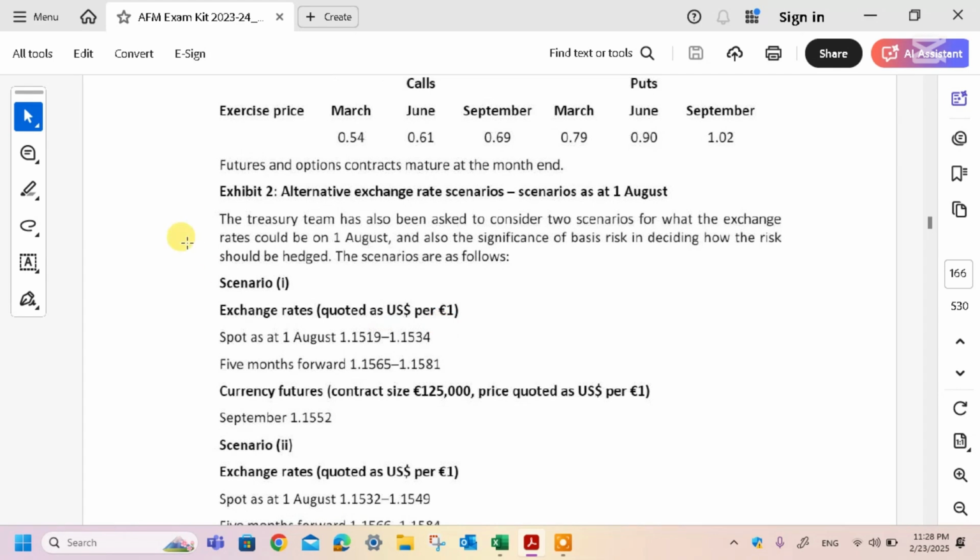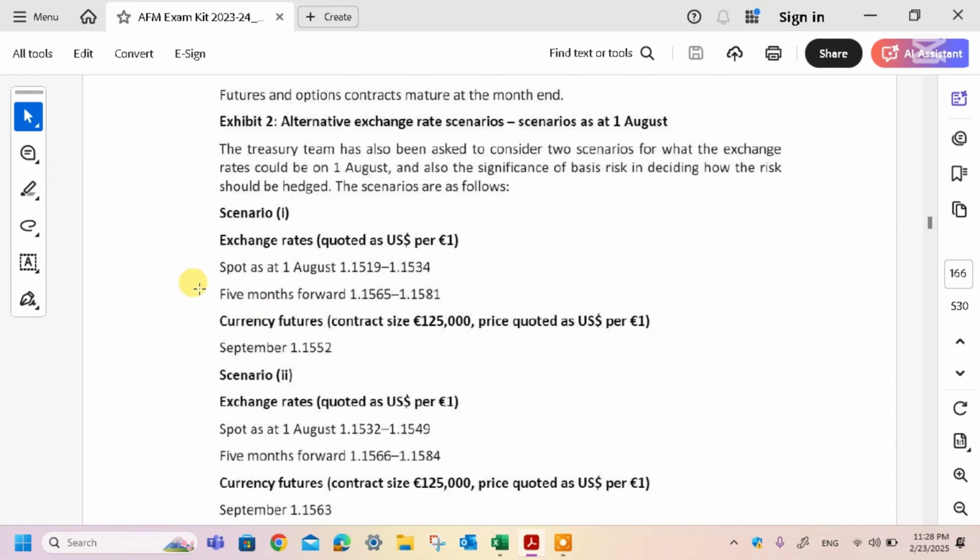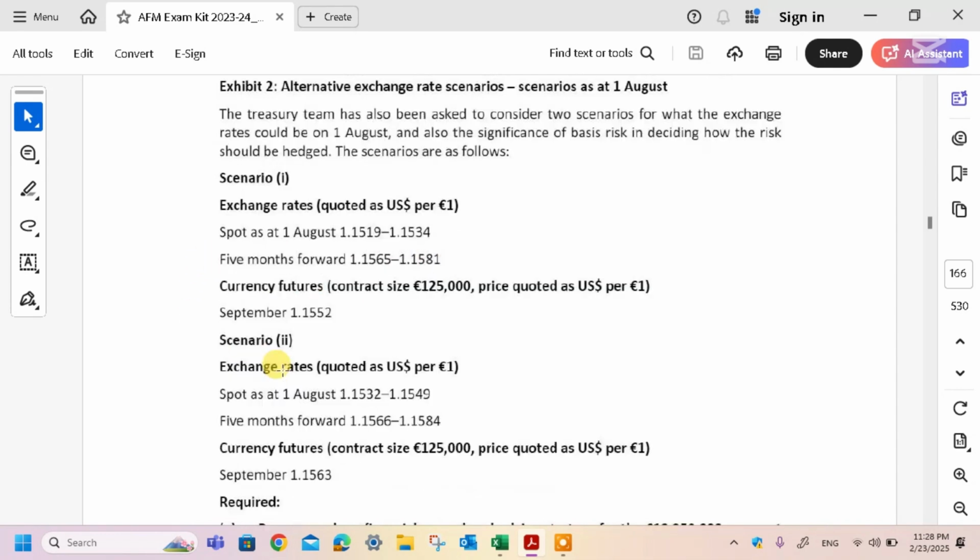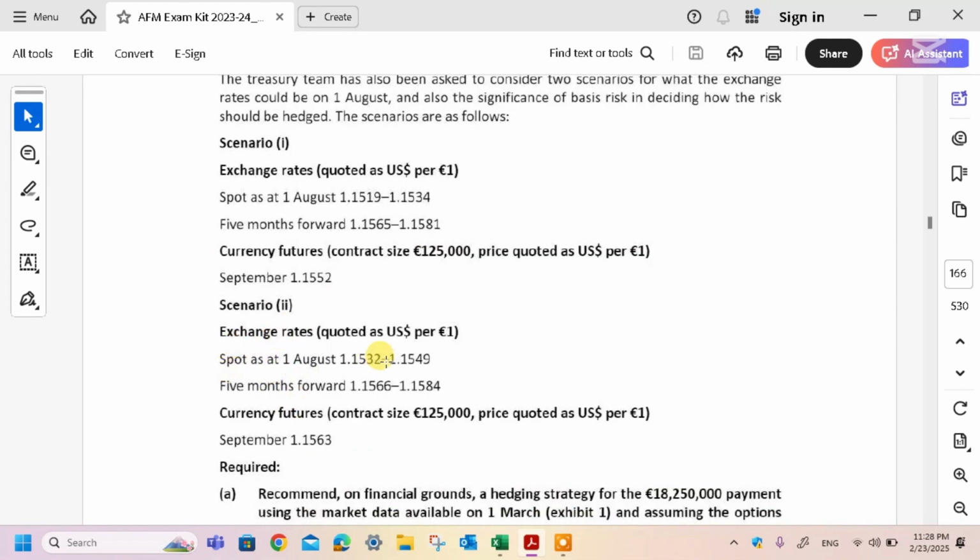All right. Then exhibit 2 is the alternative exchange rate scenarios. So they are considering two scenarios on 1st of August. On that settlement date, one scenario with certain spot rates and forward rates, another one with certain different spot rates, forward rates and futures rates.